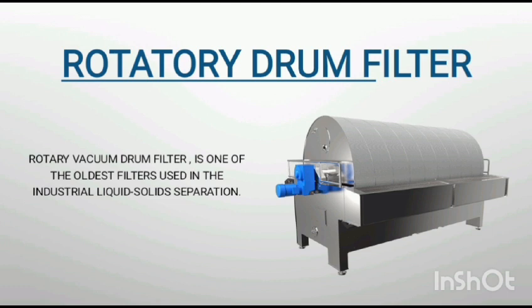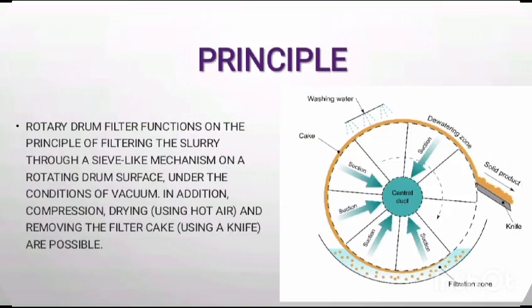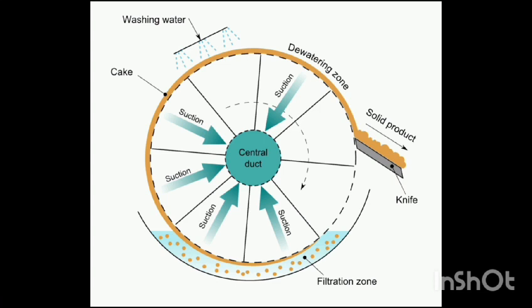Now let us move on to the principle of the filter. The rotatory drum filter functions on the principle of filtering the slurry through a sieve-like mechanism on a rotating drum surface under the conditions of vacuum. In addition, compression drying using hot air and removing the filter cake using a knife are possible. For a better understanding of the principle, you can look at the diagram which is being displayed.